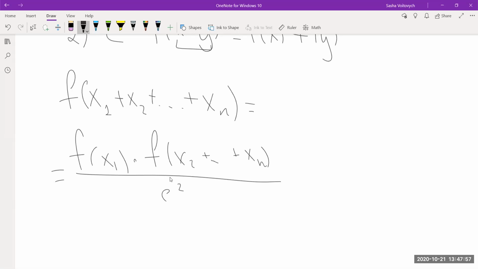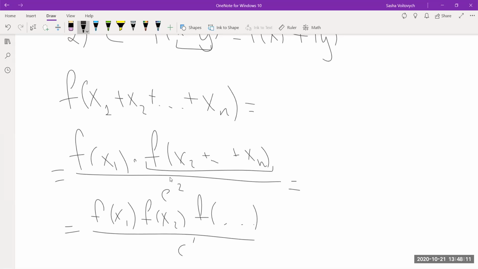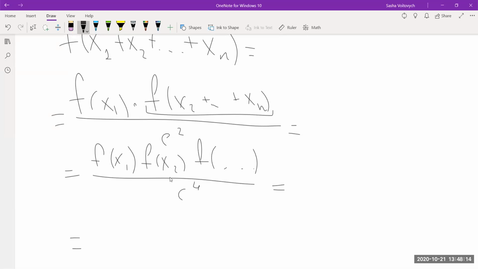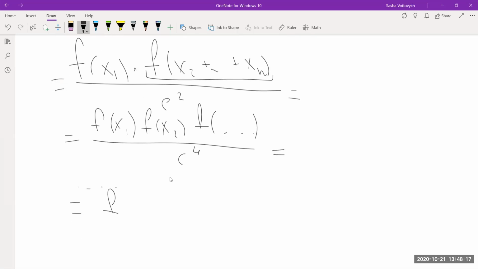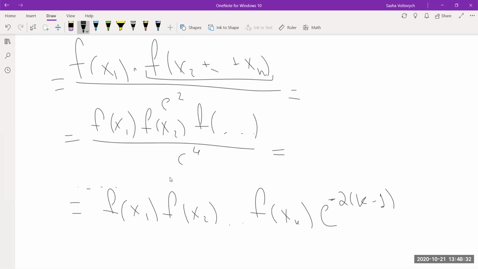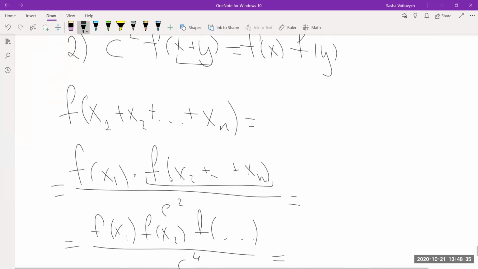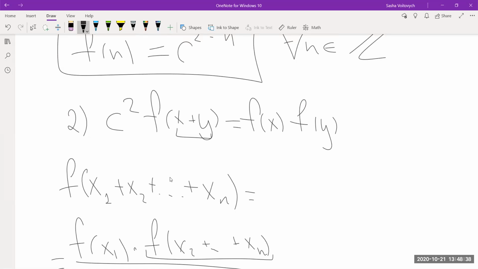So this can be expanded in a similar way, and we will get f of x1 times f of x2 times f of the rest over c to the power 4. So at the end, we will have f(x1), f(x2), ..., f(xk) times c to the power minus 2 times (k minus 1). So we just generalized our formula for n variables.